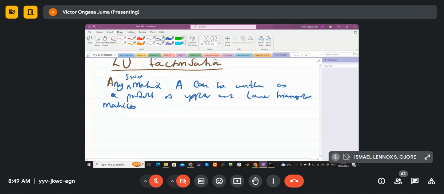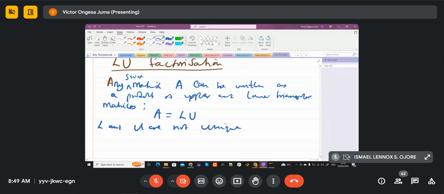That if you are given any square matrix, then you can write that matrix as a product of a lower and upper triangular matrix. That means we can write this A as LU. That's what we mean. And remember, L and U are not unique.